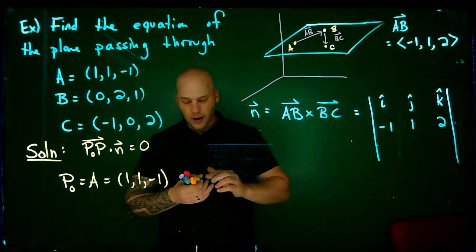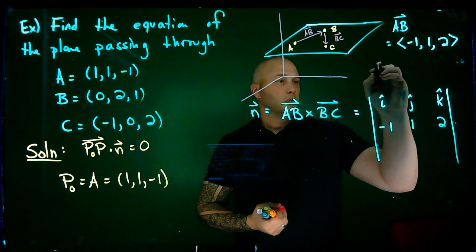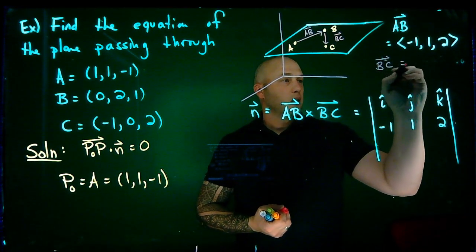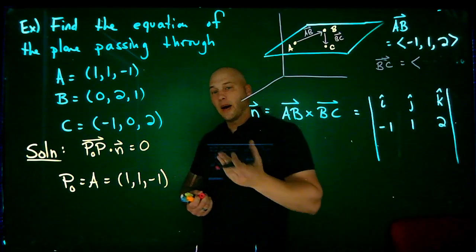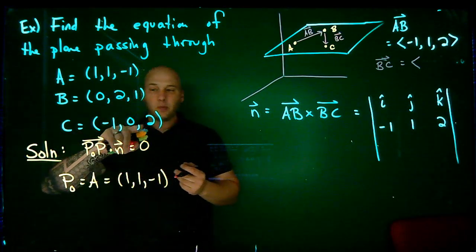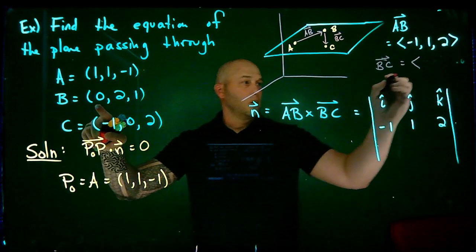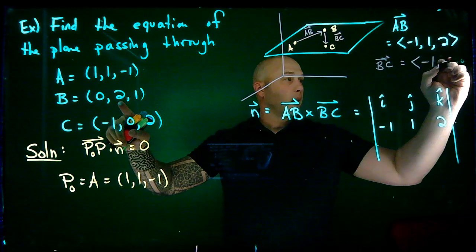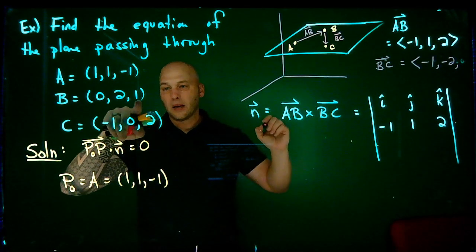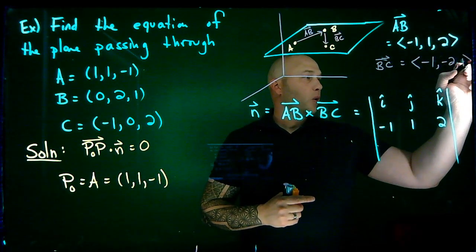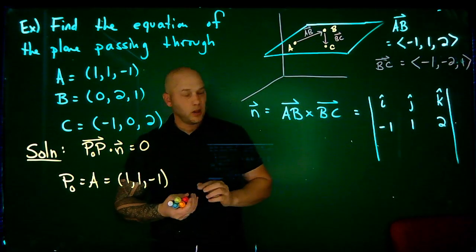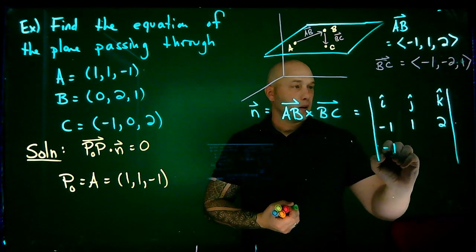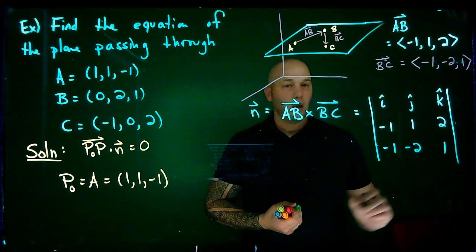Now, how about the vector B to C? Well, B to C is the components of C minus the components of B. Therefore, it would be minus 1 minus 0, which is minus 1, and then 0 minus 2, which would be minus 2, and then 2 minus 1, which would be 1. And those would be the components of the vector from B to C, and therefore would be the third row of our determinant. Negative 1, negative 2, and 1. Okay.